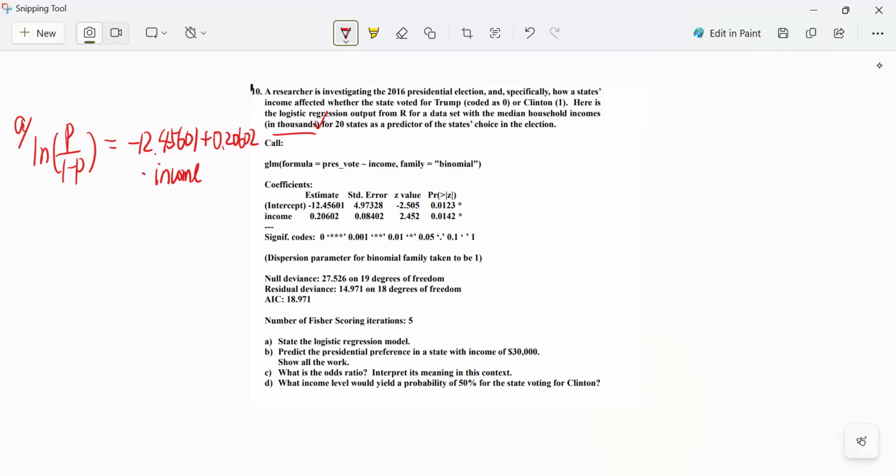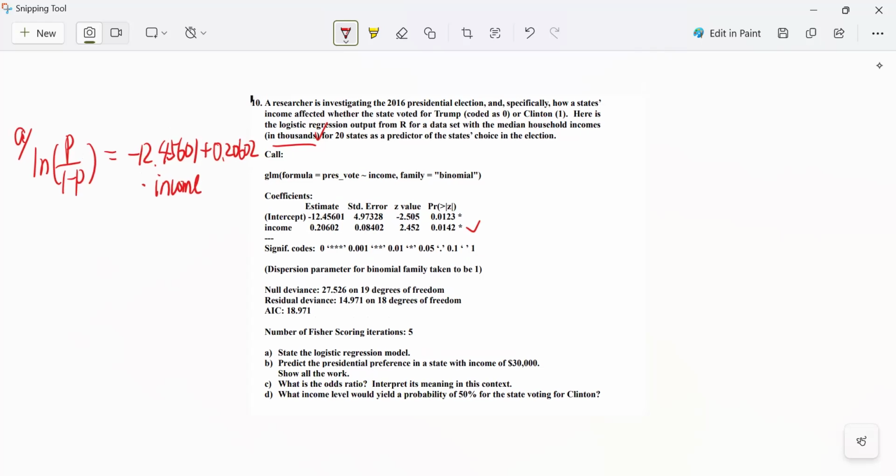And then let's look at these outputs. It looks like income is pretty significant, right? If you look at the p-value for this z-test, it's getting 1 star. It's not perfect, but it's okay. It's not too bad. So this is the first step, state a logistic regression model.